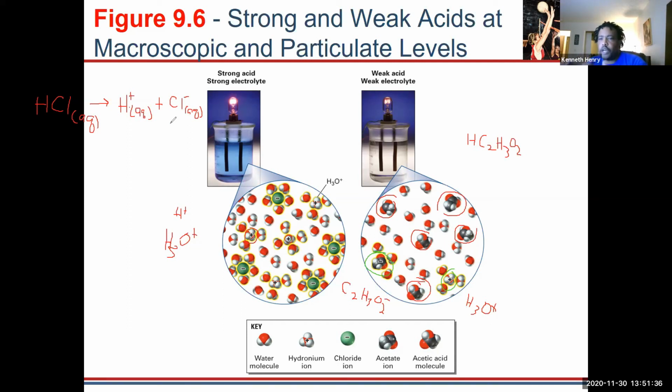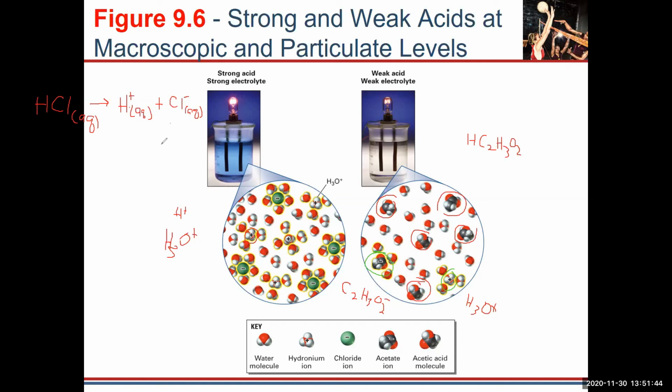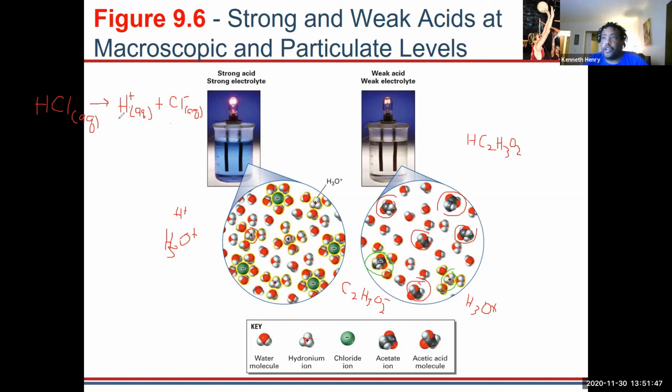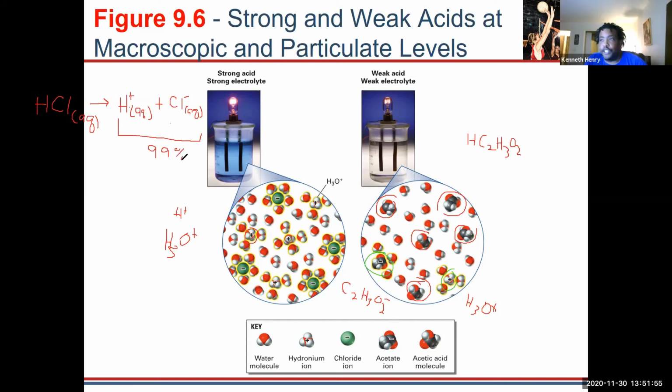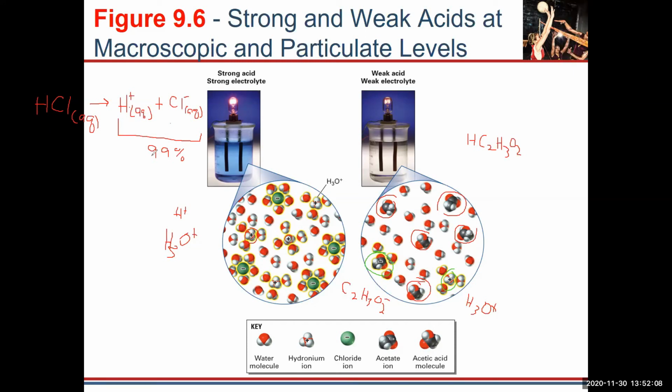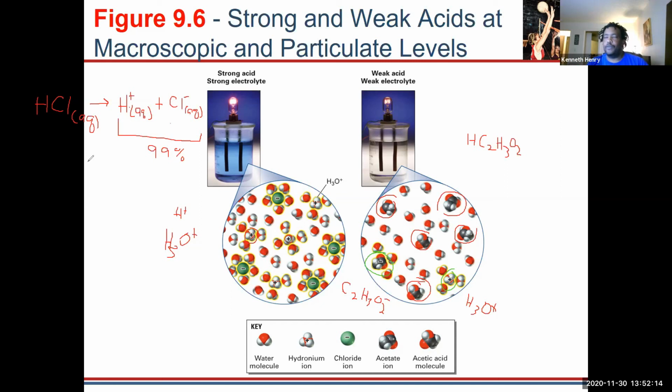That means which one is going to be existing more? Is this side going to be existing more, or is this side? The product side is going to be existing more. That's right. So you're going to have about 99% of this, because it has dissociated. Things are going to dissociate, but the question is, how well do they dissociate? So a strong acid almost dissociates completely. A weak acid doesn't. A weak acid will stay together.